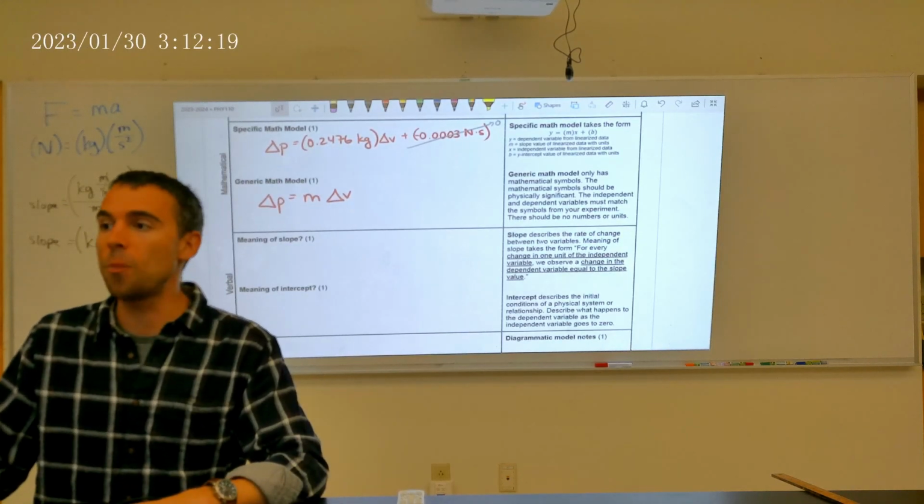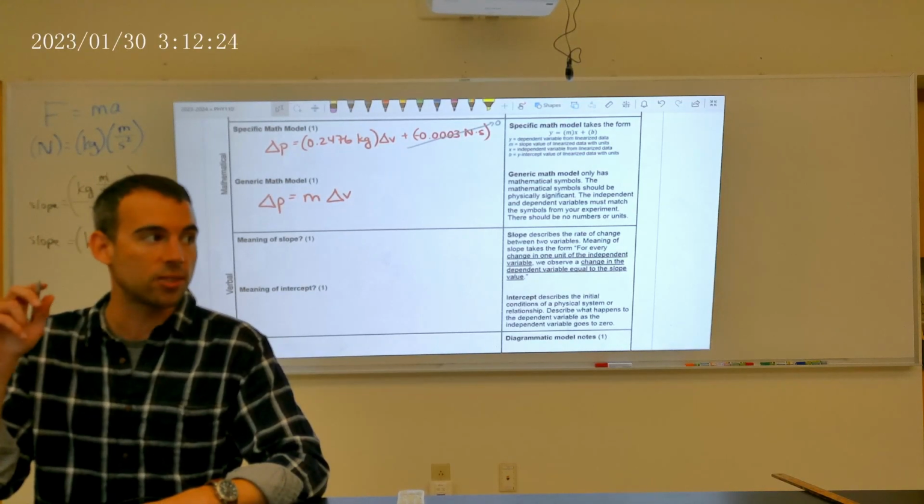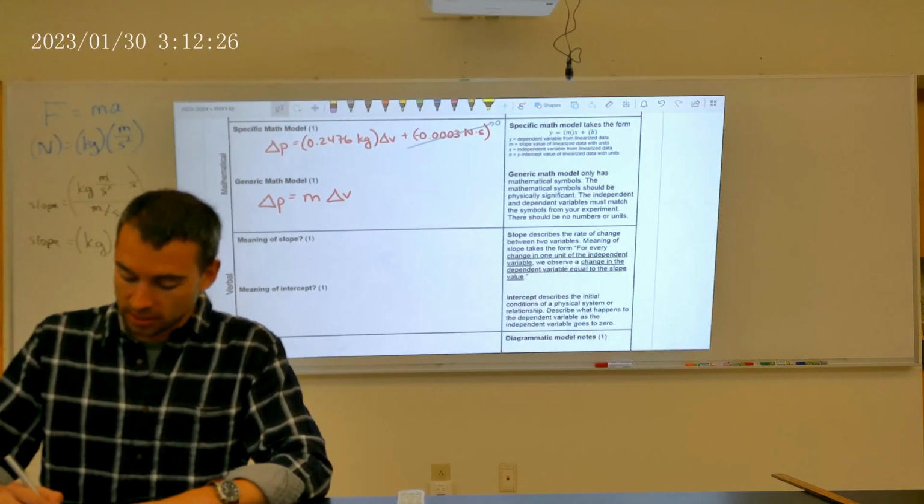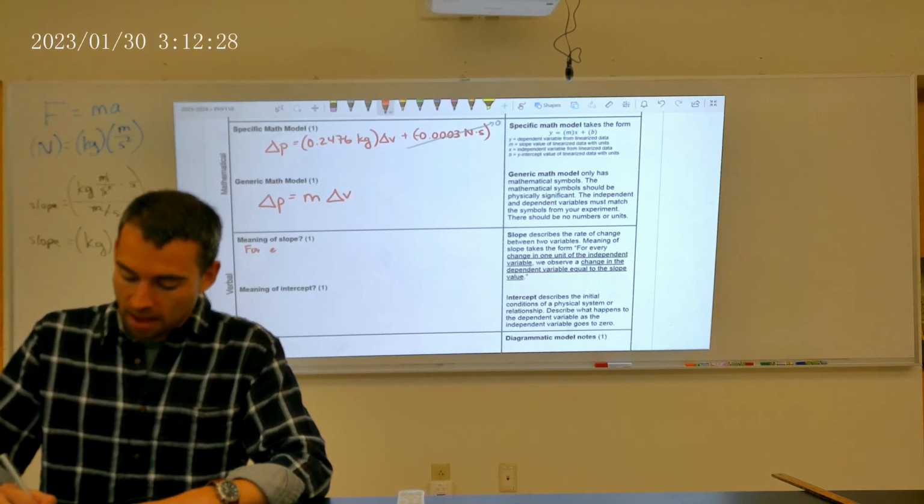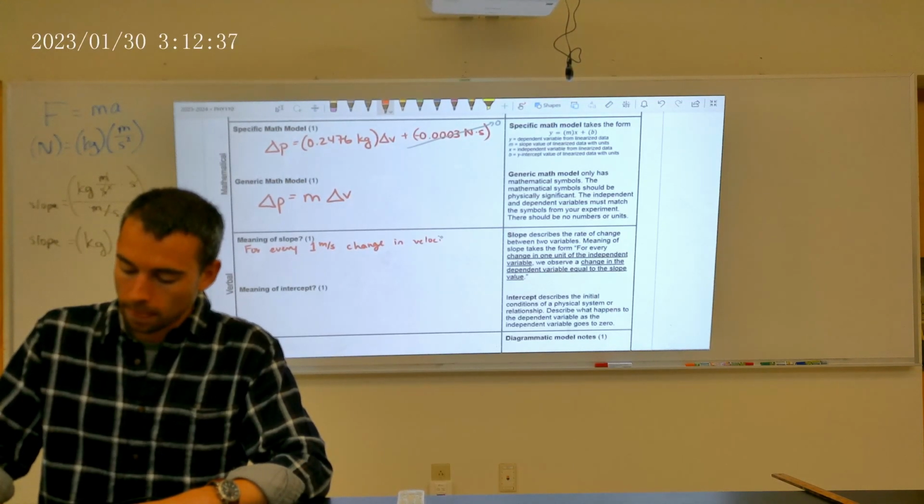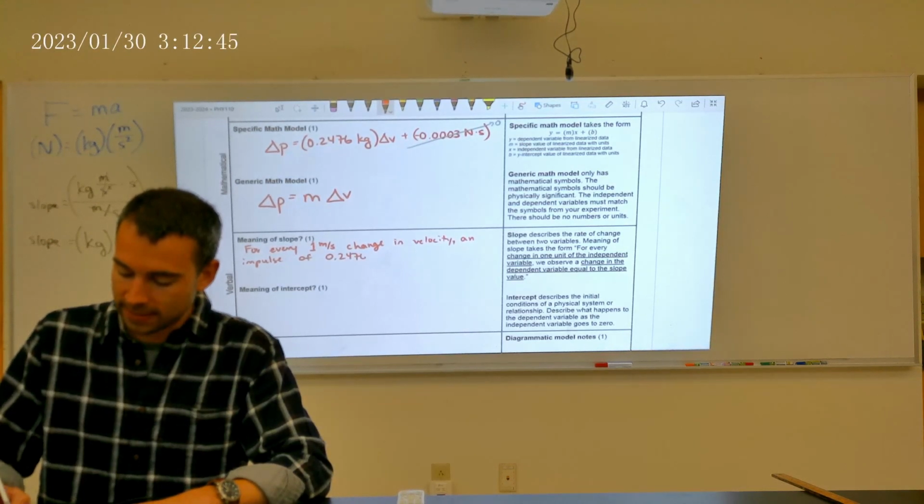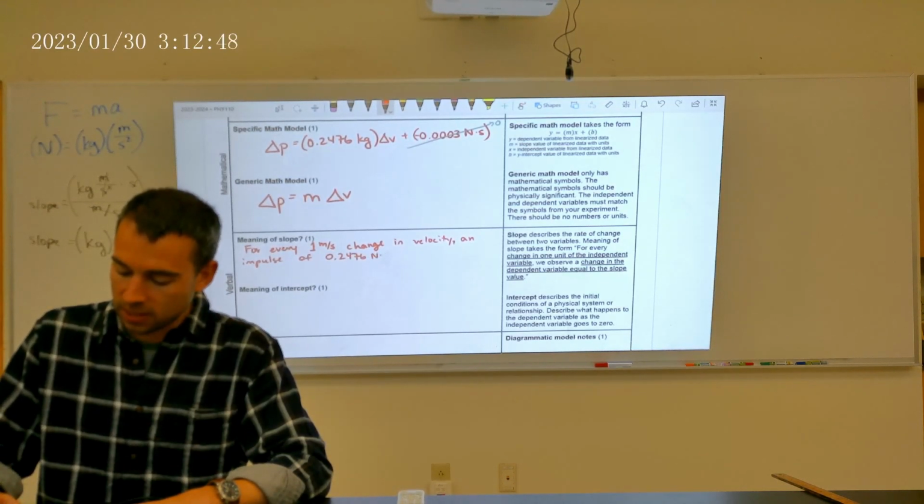So the meaning of the slope, there's two things that you could put here. I'll give you the long explanation, and then we'll try the short explanation. You can say, for every 1 meter per second change in velocity, an impulse of 0.2476 newton seconds was delivered to the car.